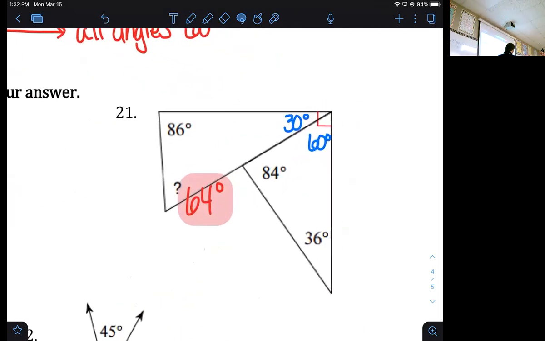I know 84 and 36 makes 120, and then subtract from 180, and that makes this angle up here 60. But since these 2 angles are complementary and add to that right angle, I know the other angle is 30, which then if I do 30 and 86, that gives me 116. And then add that to 64, subtract that from 180, I should say. You'll get 64 degrees for your missing angle. Okay, so there's like 3 or 4 steps on that one.